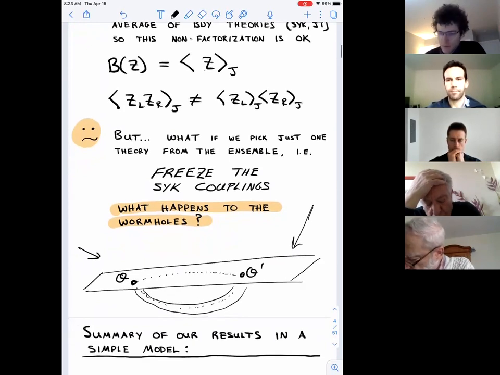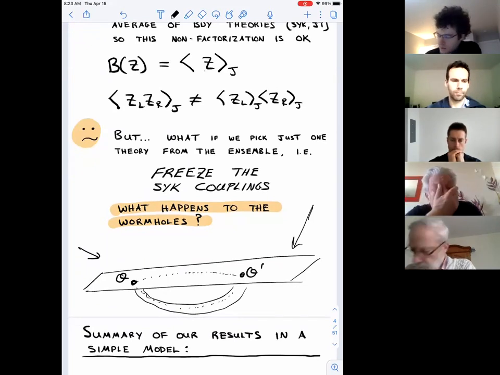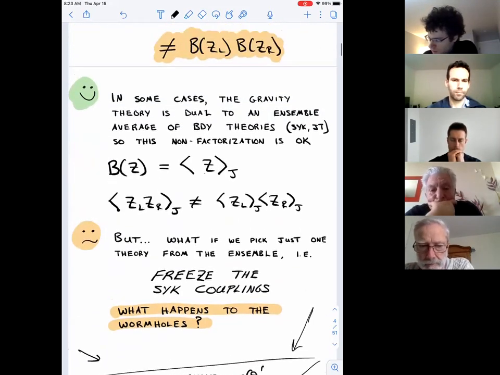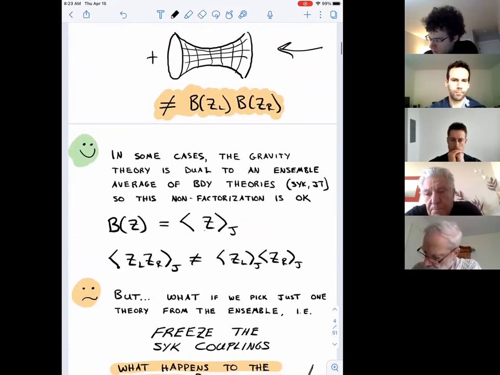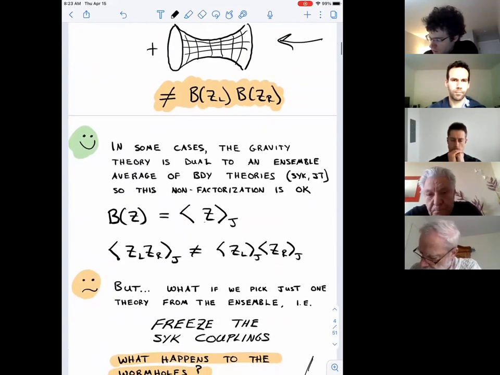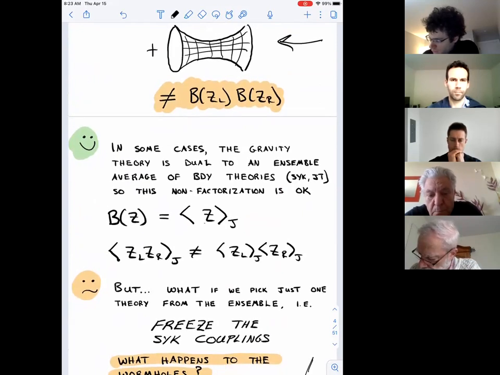May I ask a question about the factorization? Yeah. I mean, the disorder situation, because you say that in the case of disorder, it's not a contradiction, but then you have to assume that the average is done not independently on the left and right.